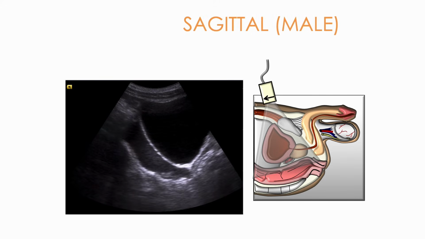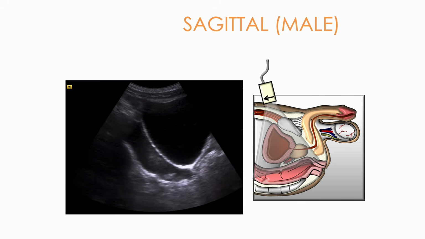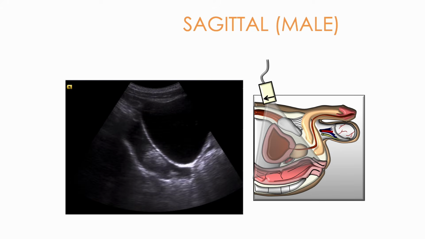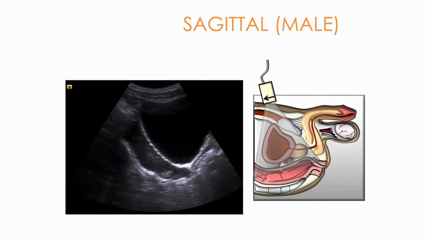This video is a sagittal view of the male pelvis with free fluid posterior to the bladder in the rectovesical pouch. Note the hyperechoic air collections from bowel in the area as well.